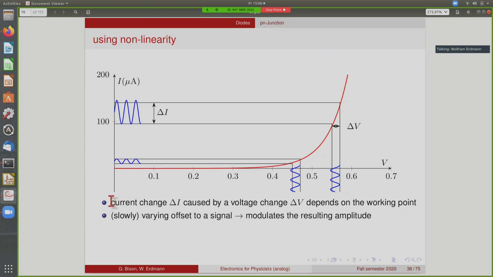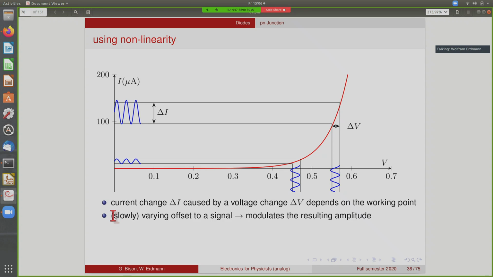Now, if we change the working point, we get a different resistance. So the slope of this curve becomes a function of the point where you are. So you get a different translation of input voltages to output currents depending on where you are.